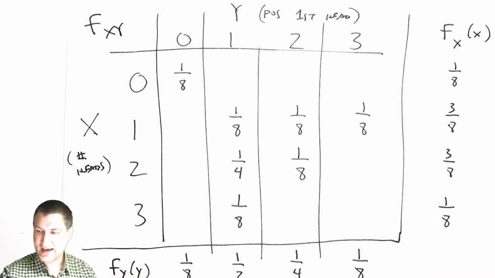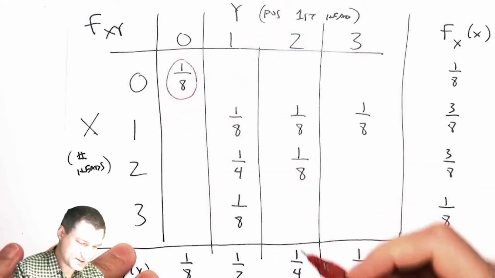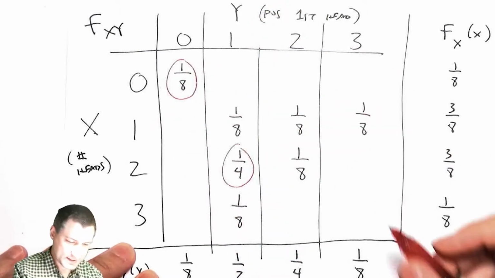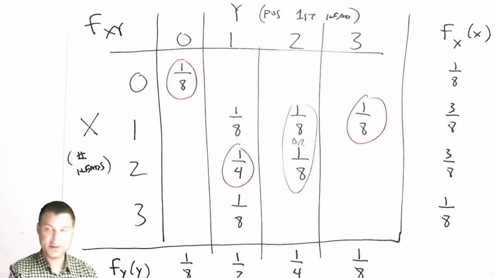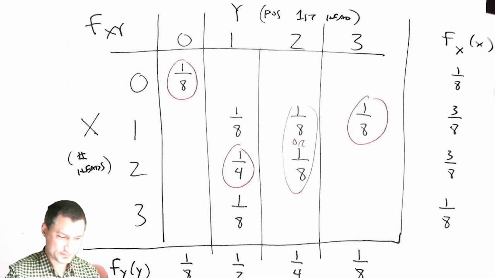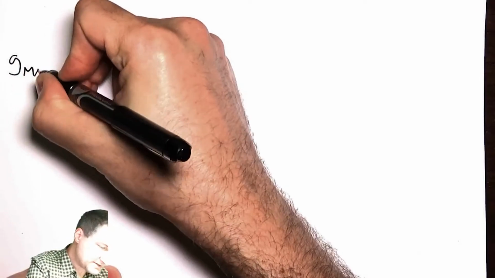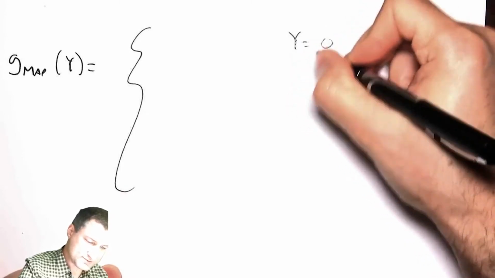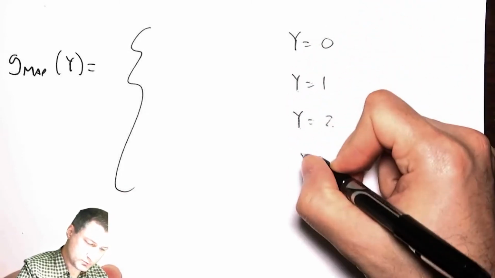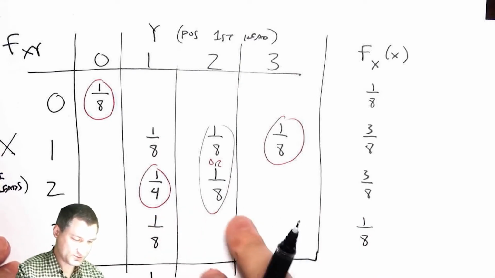In this case, I can read them off just by looking at them. The maximum in this column is this. The maximum in this column is this. The maximum in this column is this. And the maximum here is kind of a toss-up. It doesn't really matter, I can choose either one of these. To be concrete, the g MAP estimate depends on what y is: if y equals 0, y equals 1, y equals 2, y equals 3. Looking back at this, if y was equal to 0, I should choose x equals 0. If y was equal to 1, I should choose x equals 2, and so on.